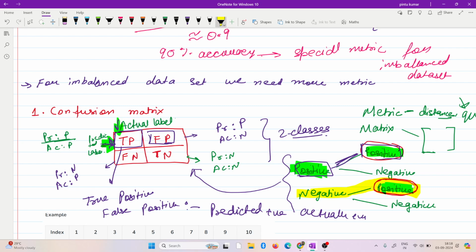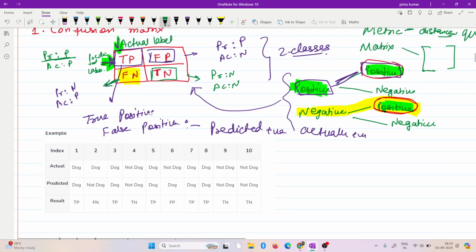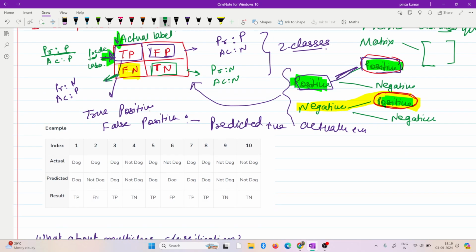Similarly, you have false negatives. False negatives are those which are actually positive but predicted negative. So they have been falsely classified as negative. And true negatives are those which are actually negative and also predicted to be negative. Okay. So if you write these four numbers in terms of a matrix, this matrix is called the confusion matrix. Let's have a look at an example. Here is an example.